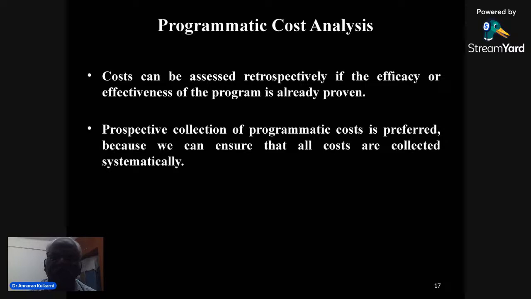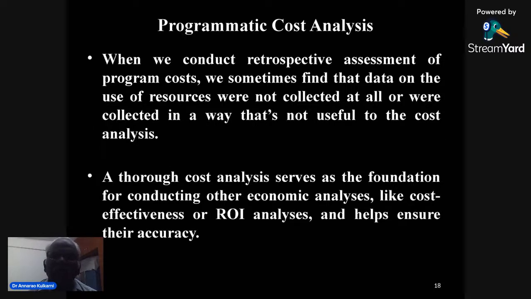Prospective collection of programmatic costs is preferred because we can ensure that all costs are collected systematically. When we conduct retrospective assessment of program costs, we sometimes find that the data on the use of resources were not collected at all or were collected in a way that's not useful to cost analysis. A thorough cost analysis serves as a foundation for conducting other economic analysis like cost effectiveness or return on investment analysis and helps ensure their accuracy.